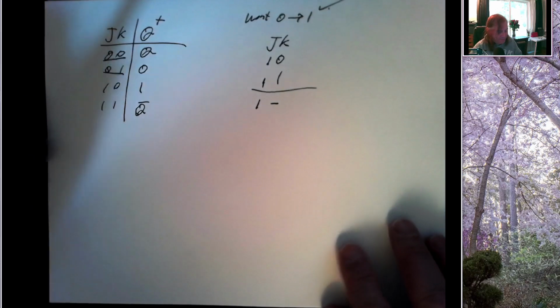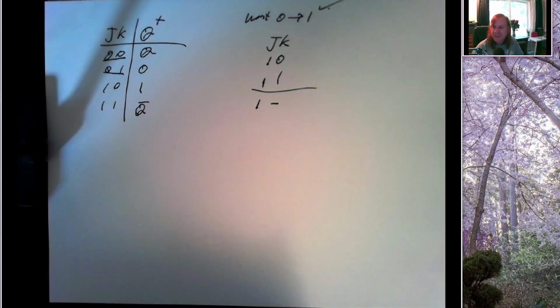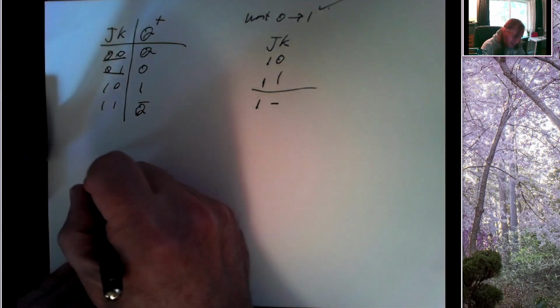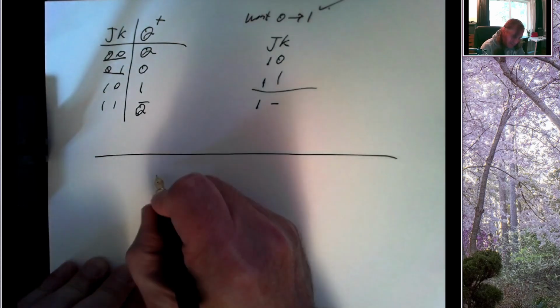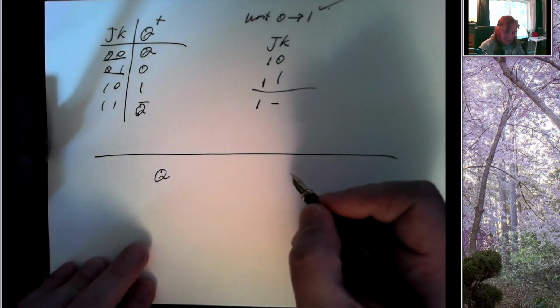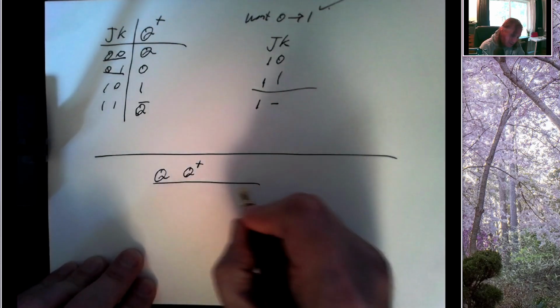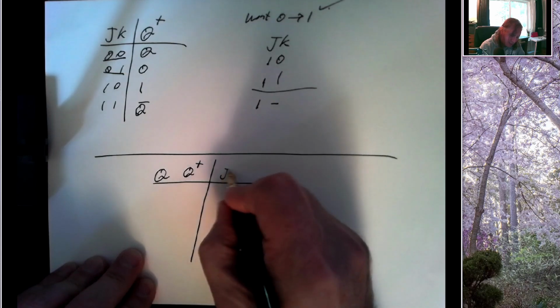But we don't want to have to keep doing this analysis. So there's a different kind of table we can make, especially for a JK flip-flop. And it looks like this. If the current value is Q, and we want the next value to be Q plus, what should we set J and K to?